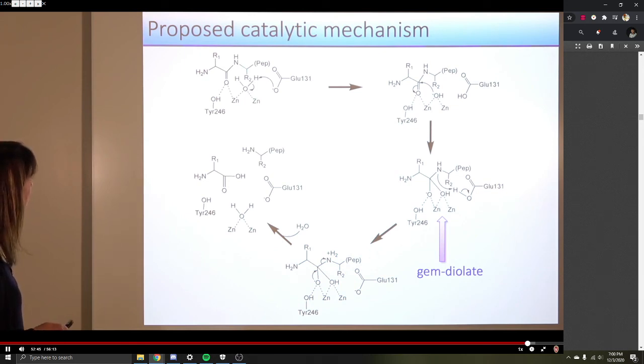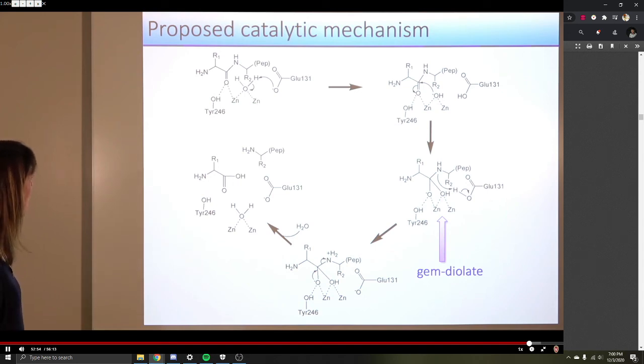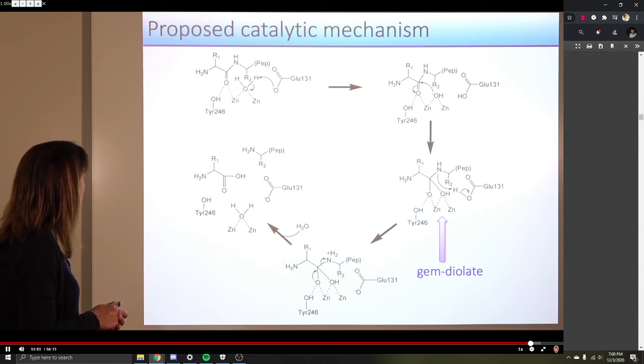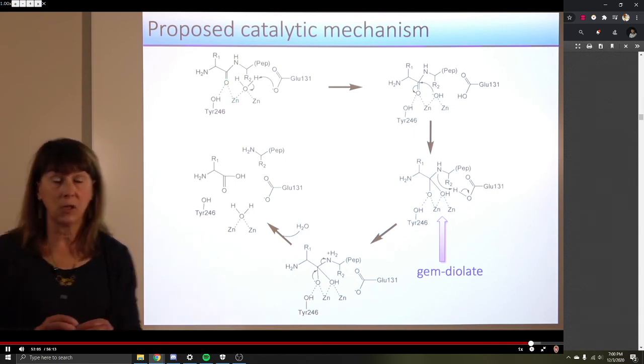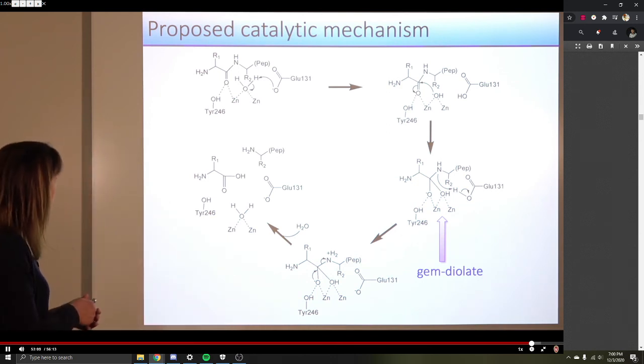So here's that glutamate 131 sitting here, and this tyrosine 246. This is our zincs. The water molecule is coordinated to this. Now what the proposal has been, and notice when this part binds, this is a cis-amide peptide bond, when it binds, that carbonyl oxygen coordinates to the zinc, so it changes its coordination number. And that's the beauty of zinc, you can do that. And then there's this tyrosine sitting here, that tyrosine 246. This is going to polarize that carbon-oxygen bond here.